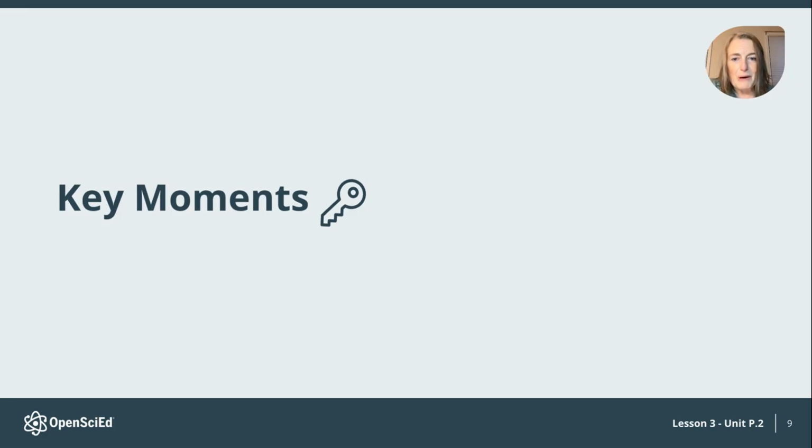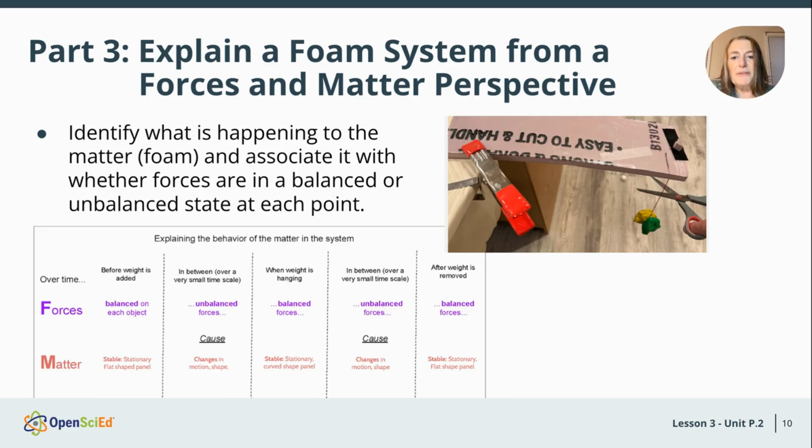Now I'll take you through some key moments. So part 3 involves a demonstration of forces on matter using a foam cantilever, which is a long piece of foam attached to the edge of a table. We used this foam as a model for continental plates in Lesson 2 as well. In this lesson, we are focusing on changes to the matter as forces become unbalanced and return to being balanced. By dividing the activity into 5 moments in time, students are able to focus more closely on what is happening when matter is changing or moving.